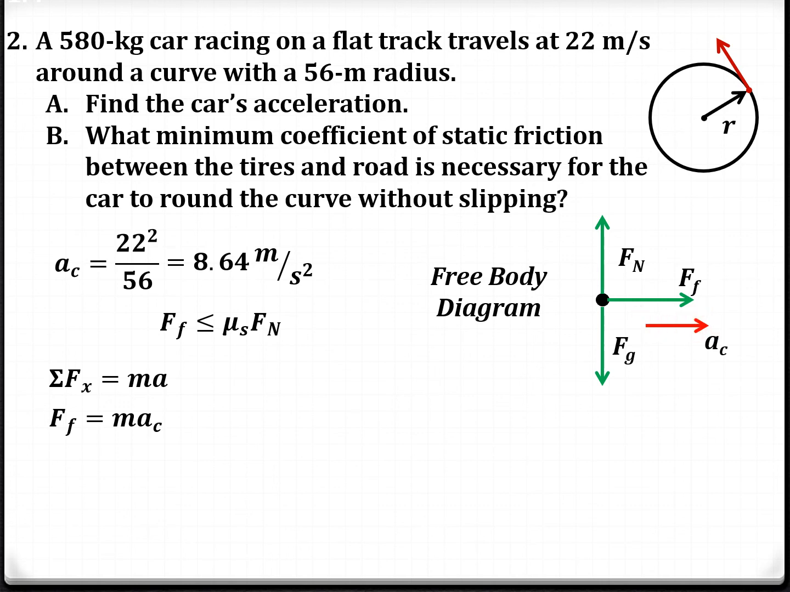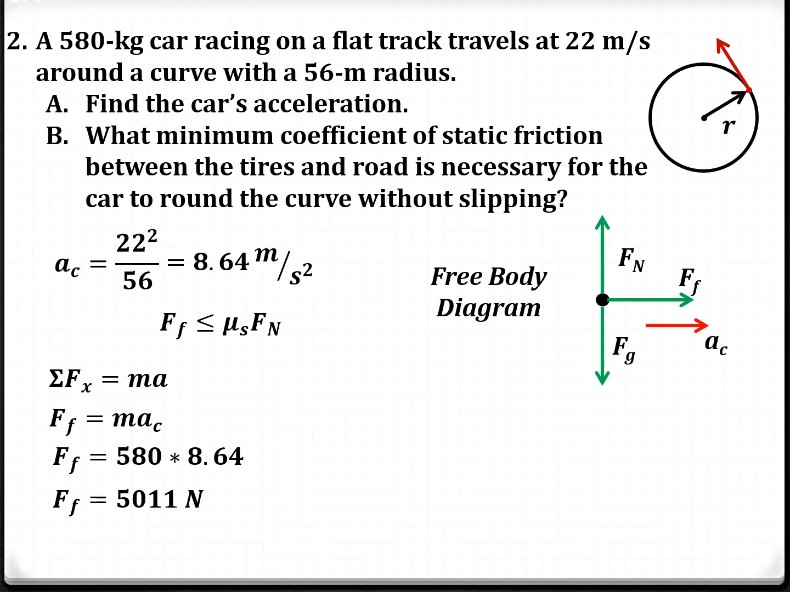It's also horizontal. Now keep something in mind, this centripetal acceleration, this arrow right here, is actually not a part of the free body diagram. The free body diagram itself is only the forces that are acting on the system. You'll also notice that the centripetal force is not on the free body diagram, because the centripetal force is not a physical force. All right, so to find that force of friction, we take mass and multiply by centripetal acceleration. So that's 580 times 8.64, and we get that the force of friction is 5,011 newtons.